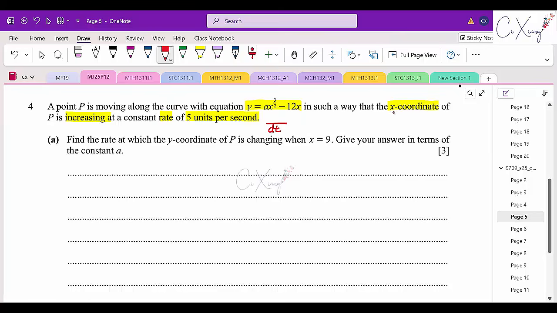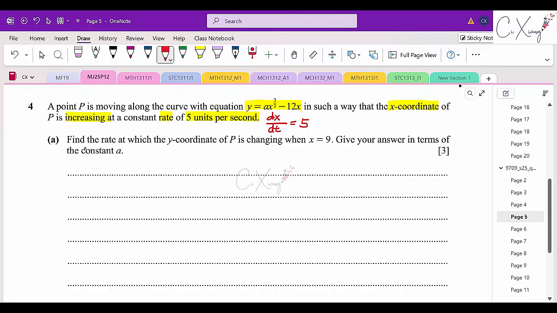And for this statement, they are talking about the x coordinate, the rate of change for the x coordinate. Therefore, the variable on top should be dx. So we have dx over dt equals, increasing means it should be a positive value. Then what is the value for the increasing? It is 5 units. So dx over dt equals positive 5. This is the information that you can get from this question here. And P is moving along the equation.